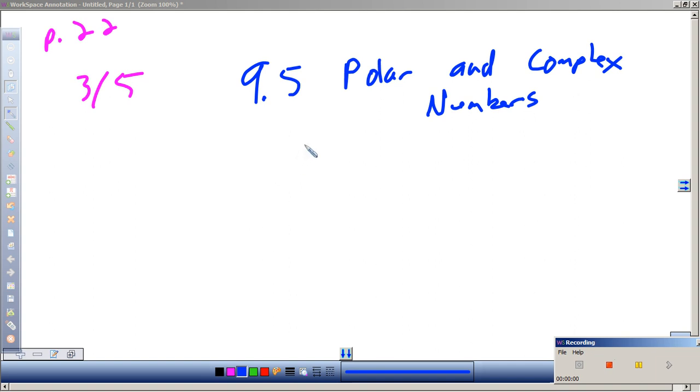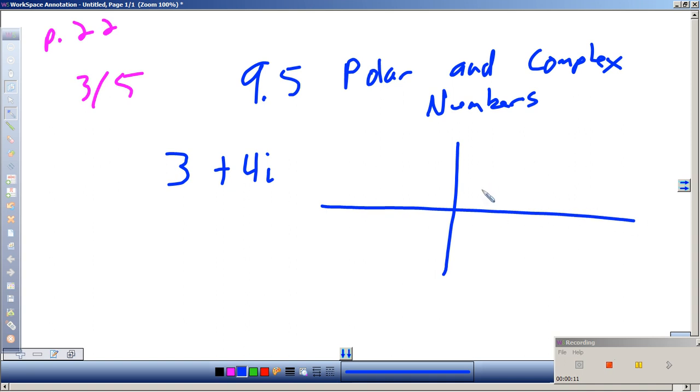Remember graphing complex numbers? Say that's 3 plus 4i. Do you remember when you were graphing these, or do you remember graphing them in Algebra 2? So if you're graphing imaginary numbers, we label one of the axes real and the other one imaginary.